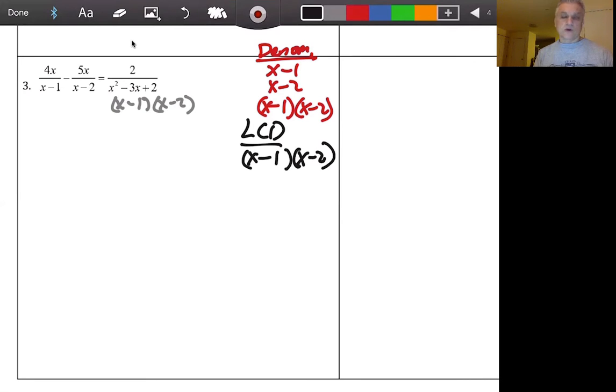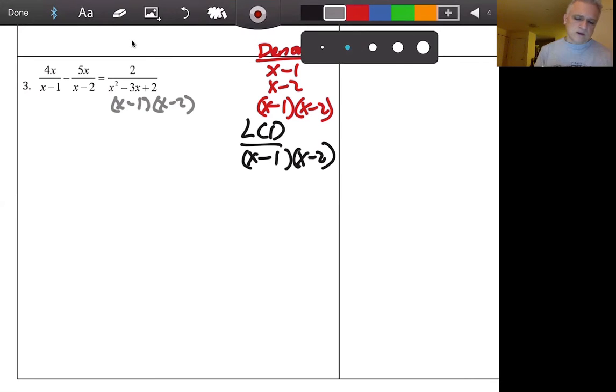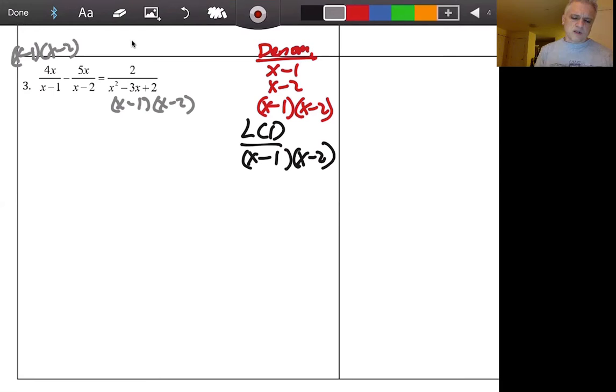So let's go ahead and multiply these guys. Let's take this first one, multiply by x minus 1 is x minus 2. So the x minus 1s will cancel, leaving me with 4x times x minus 2.